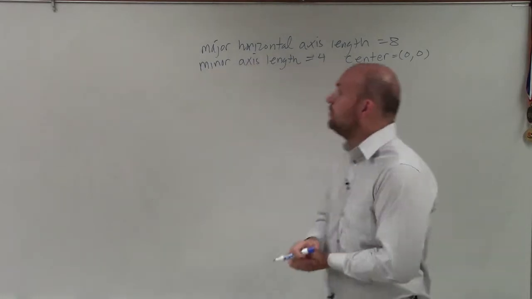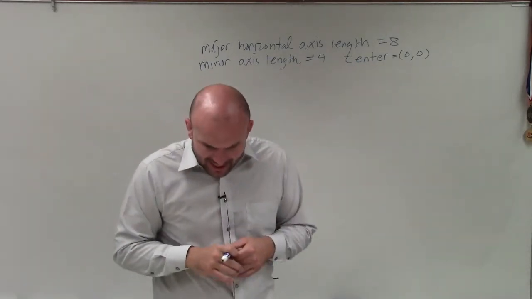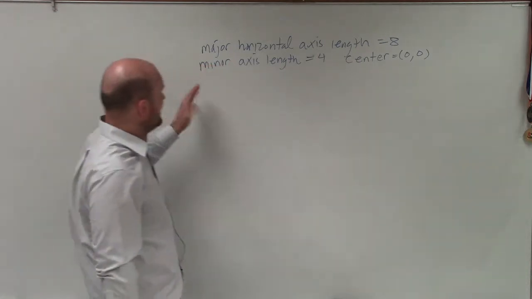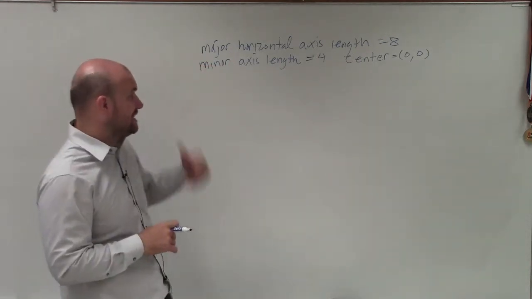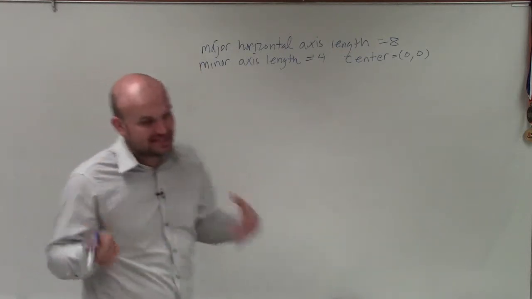Welcome, ladies and gentlemen. What I'd like to do is show you how to write the equation of the ellipse when they give us the major axis, horizontal axis, length is 8, and the minor axis length is 4, and therefore they tell us that the center is 0, 0.